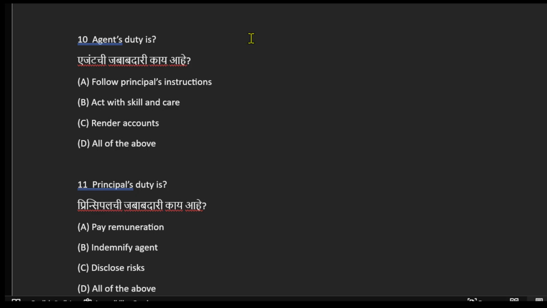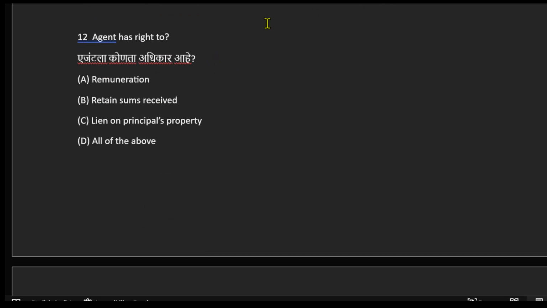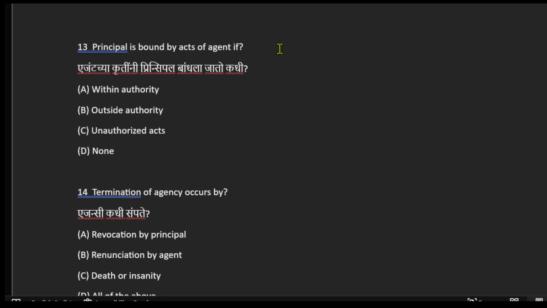11. Agent duty is to render account. 12. Principal duty is to pay remuneration. 13. Agent has right to remuneration. 14. Principal is bound by acts of agent if within authority.